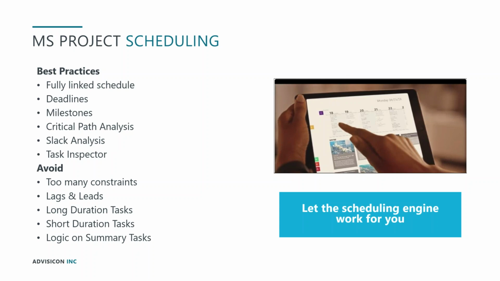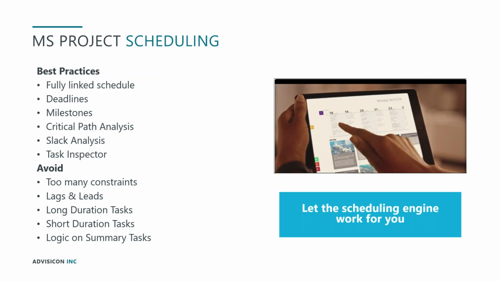Things to avoid in our project schedule. So we talked about too many constraints. Well, we talked about too many predecessor-successor relationships. Let's also talk about too many constraints in the project schedule. In a constraint, we're setting a particular task such that it has to start on or before a particular date, or finish on or before a particular date, or after a particular date.